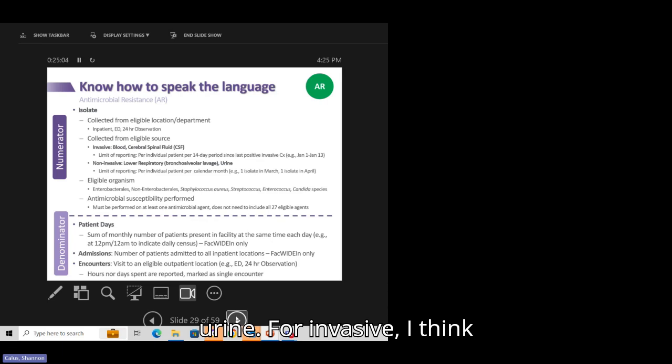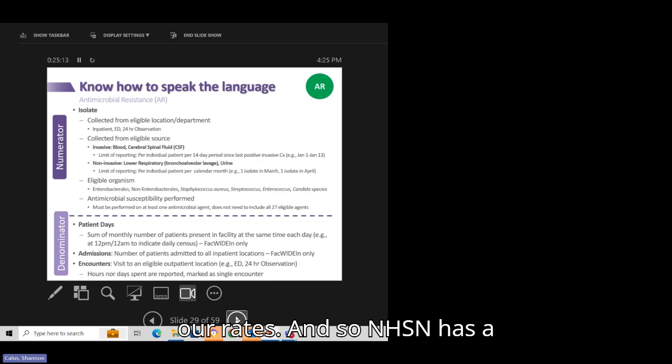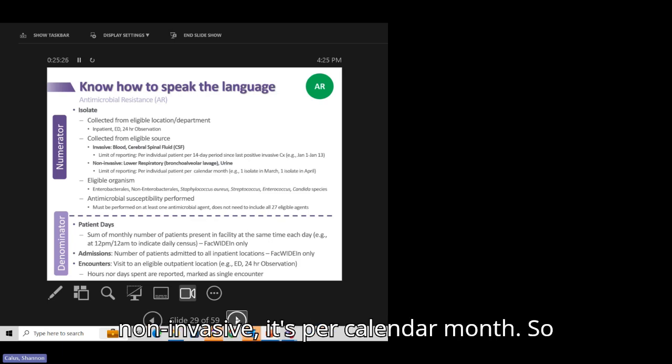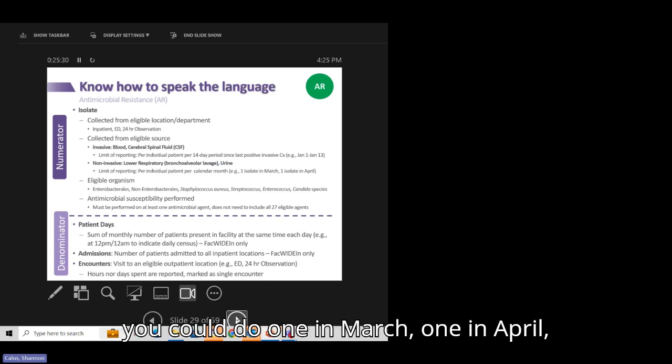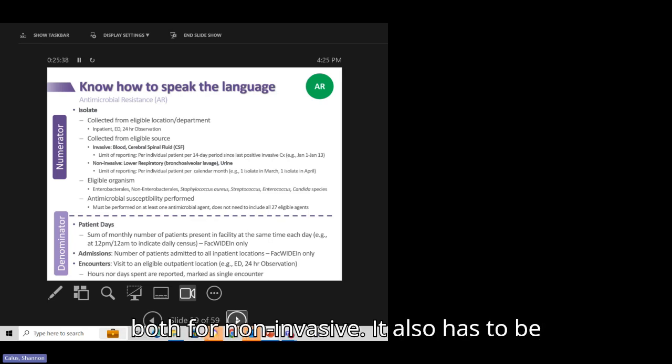For invasive, one thing to remember is that we can't upload all this information, which would maybe over-report or overestimate our rates. So NHSN has a limit: per individual patient, per a 14-day window since the last positive invasive culture. We'll go through an example in the next slide to spell this out. Versus non-invasive, it's per calendar month, so one patient per calendar month. Here you could do one in March, one in April, even if it's March 30th and then April 2nd. Those would still be fine to report both for non-invasive.